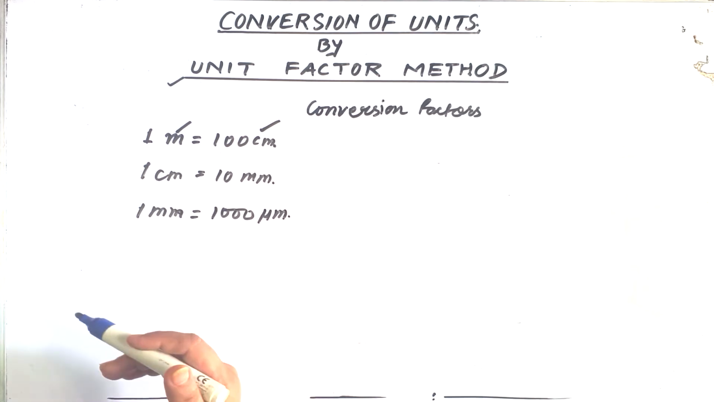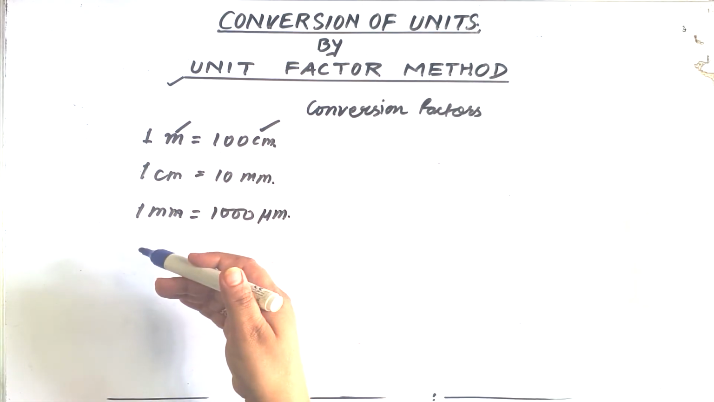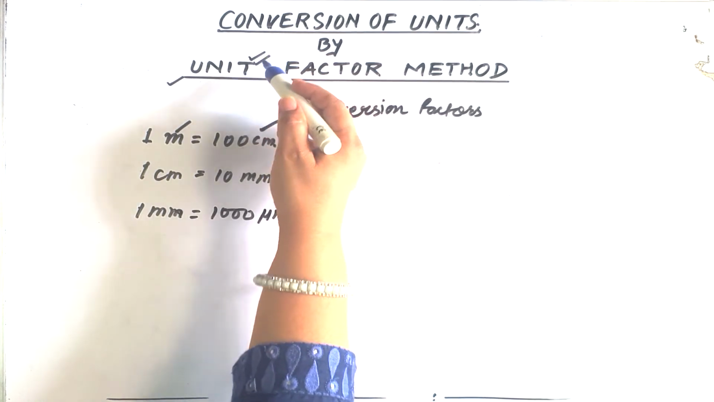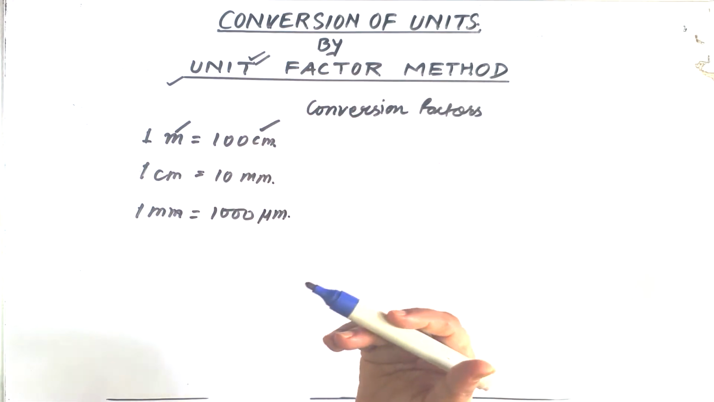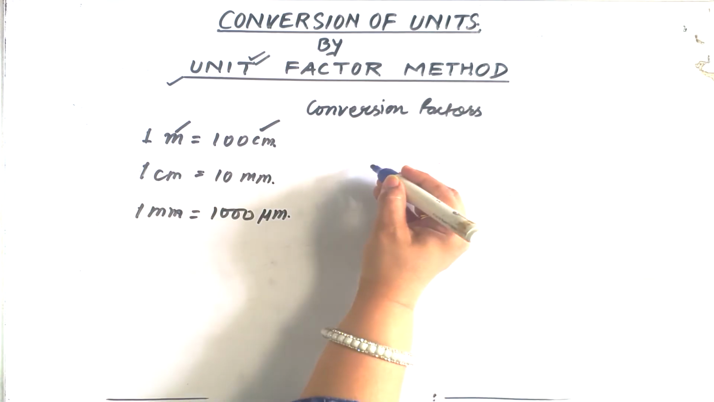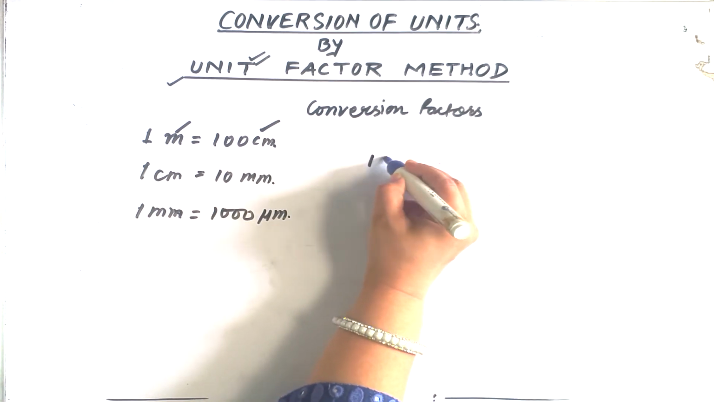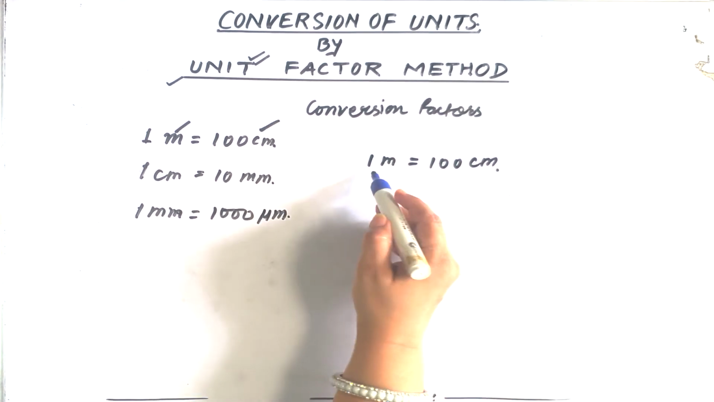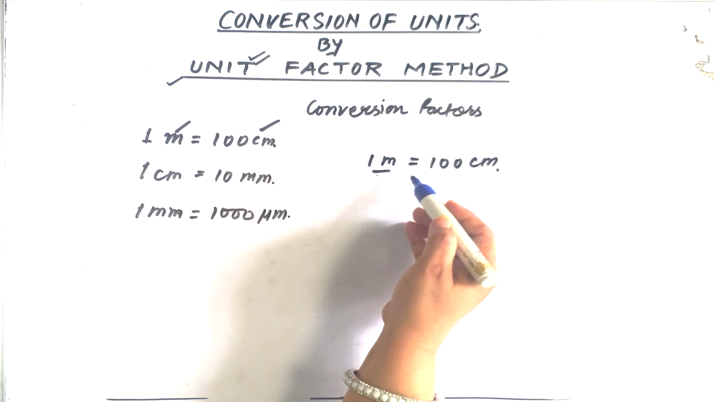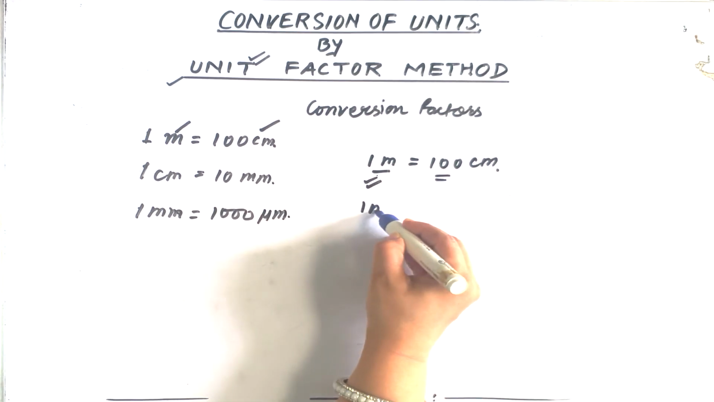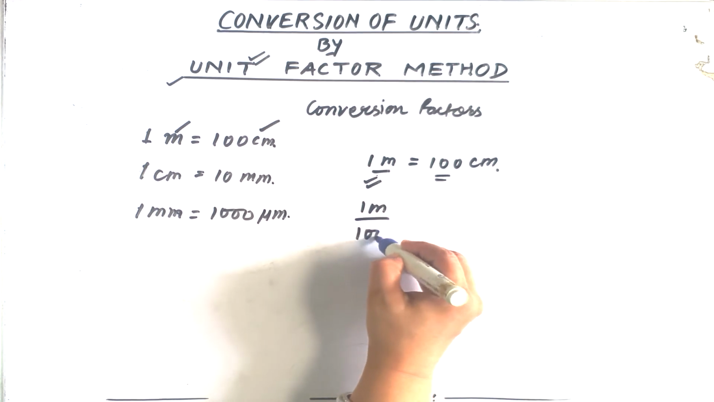We are going to use these relations to make a factor, and that factor is called a unit factor. Here I am going to explain why this is called a unit factor and how we are going to use it. So here I am writing down 1 meter equals 100 centimeter. What does it mean? It means that 1 meter is always equal to 100 centimeter. If I write it as a ratio, the ratio is 1 meter upon 100 centimeter.